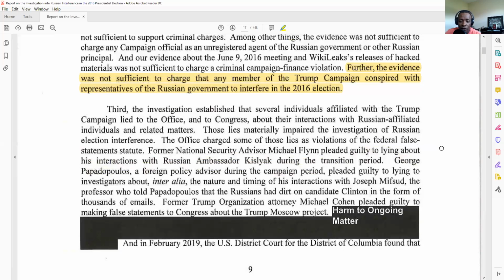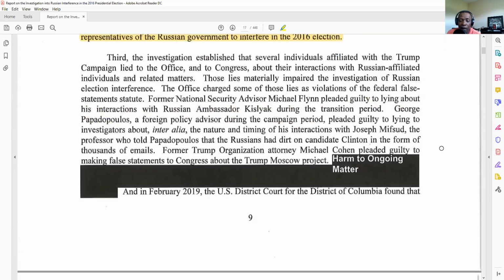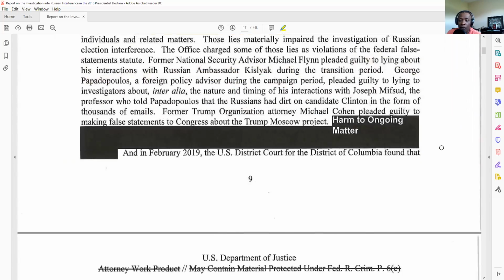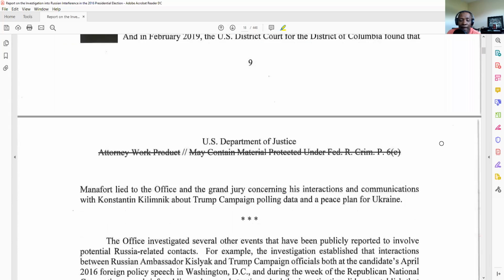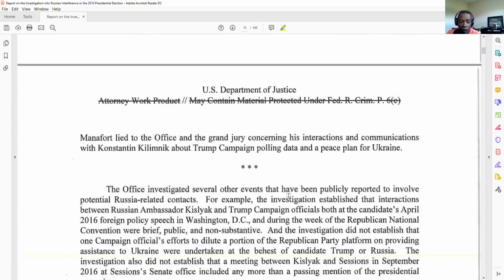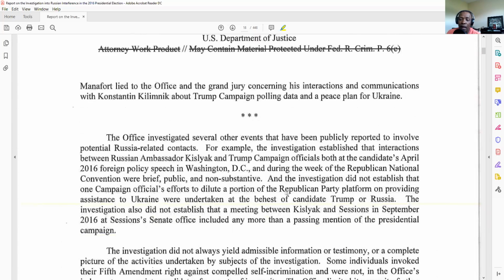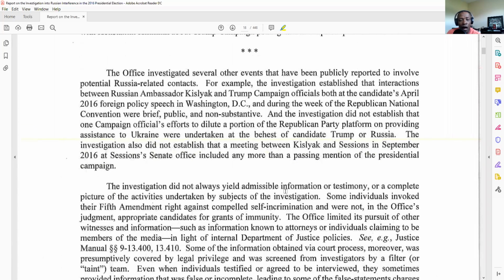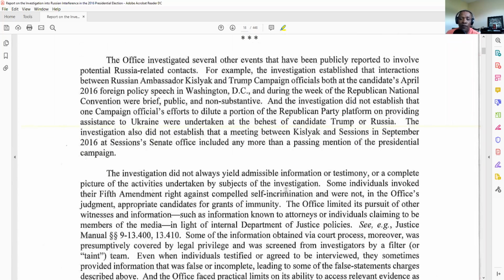Former Trump Organization attorney Michael Cohen pleaded guilty to making false statements to Congress about the Trump Moscow project. The rest of that statement is redacted. And in February 2019, the U.S. District Court for the District of Columbia found that Manafort lied to the office and the grand jury concerning his interaction and communication with Konstantin Kilimnik about Trump campaign polling data and a peace plan for Ukraine. The office investigated several other events that had been publicly reported to include potential Russian-related contacts, okay?